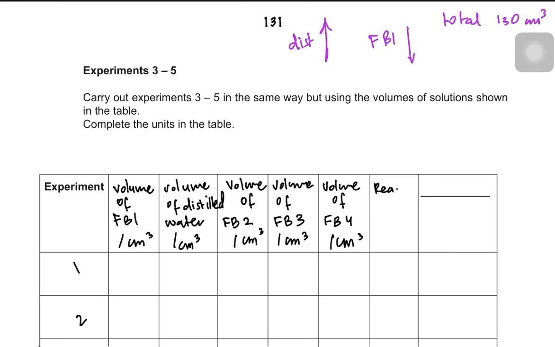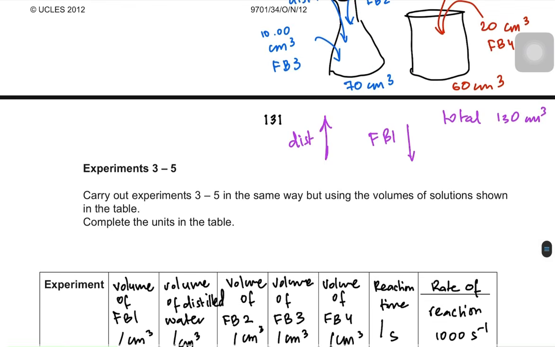Then we were doing the reaction time. How we do it, I'll give you another video on that also. But reaction time is in units of seconds, and then rate of reaction is generally calculated by dividing 1000 by the reaction time. So the unit for the rate is 1000/s, or you can write s⁻¹.